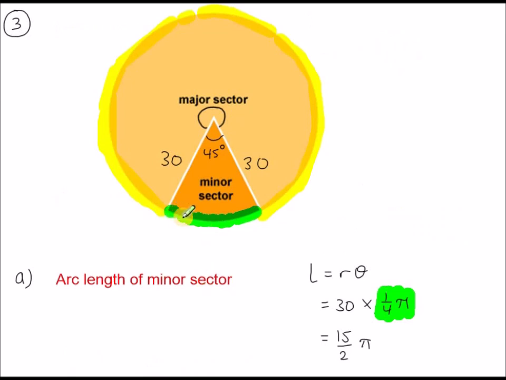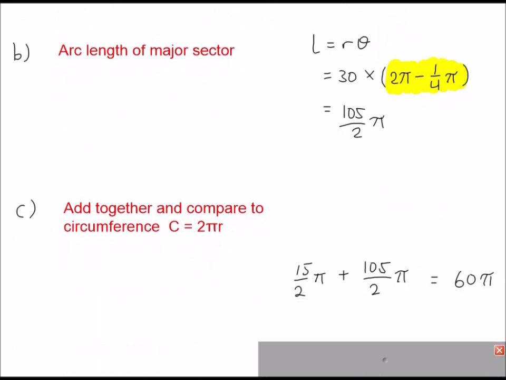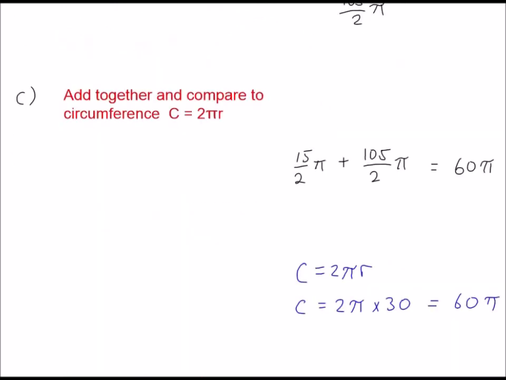And if we add the arc length here and the arc length around the major sector, they should add up to the circumference of the circle, which is 2 pi r, and this just verifies that they're both the same as expected.